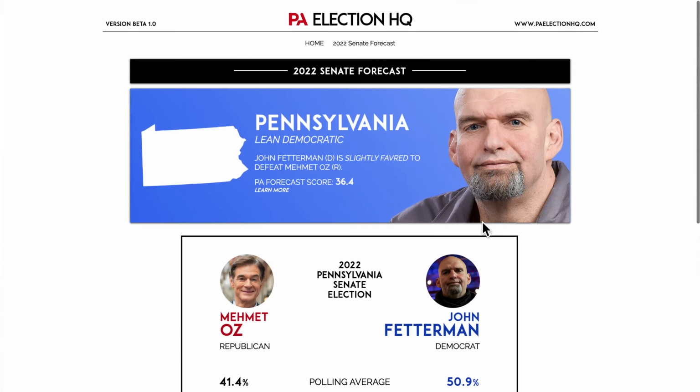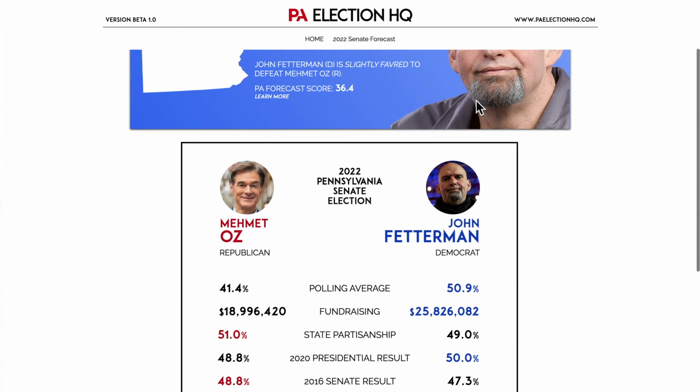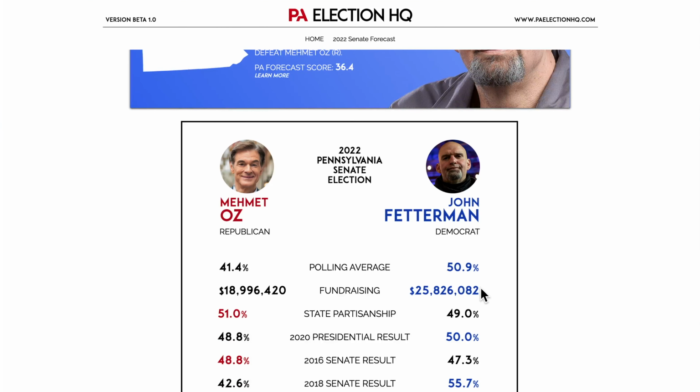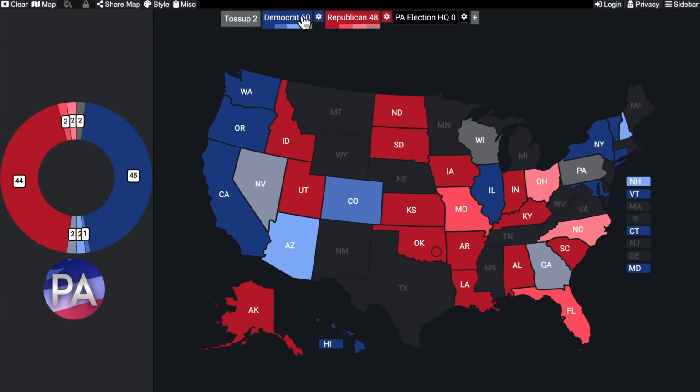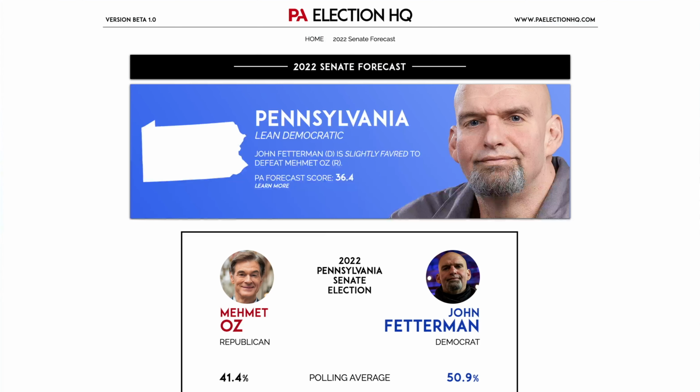And so even though Pennsylvania is a very purple state, the polling average margin for John Fetterman and, of course, his fundraising numbers make it so that this state is going to be lean Democratic, and it will be almost a guaranteed flip at this point for the Democratic Party. Even though it's a lean state, I really cannot see Mehmet Oz being elected the successor to Pat Toomey.